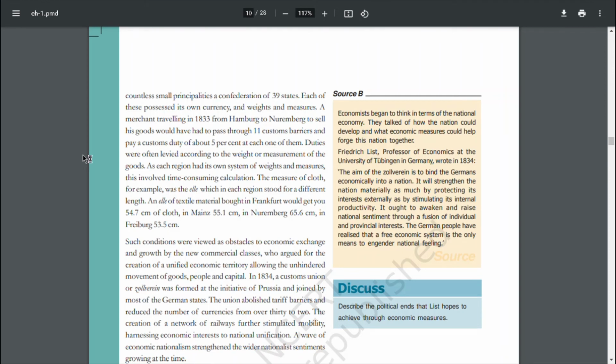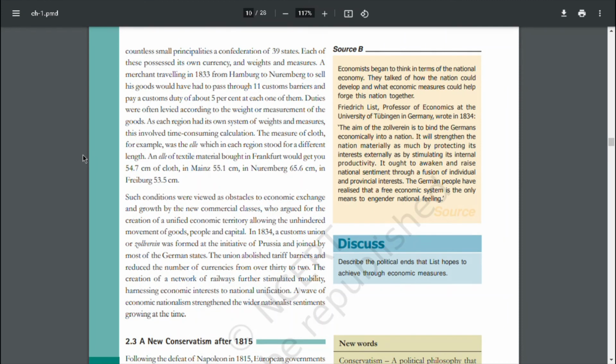Each of these possessed its own currency and weights and measures. A merchant traveling in 1833 from Hamburg to Nuremberg to sell his goods would have to pass through 11 customs barriers and pay a customs duty of about 5% at each one of them. Duties were often levied according to the weights or measurements of goods, as each region had its own system of weights and measures. This involved time-consuming calculations.